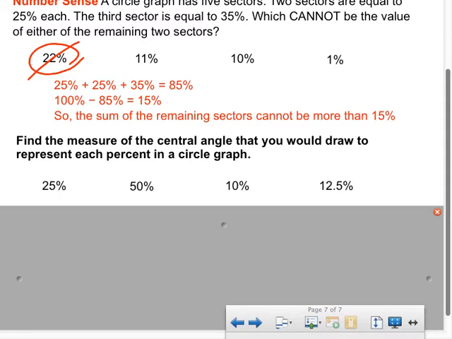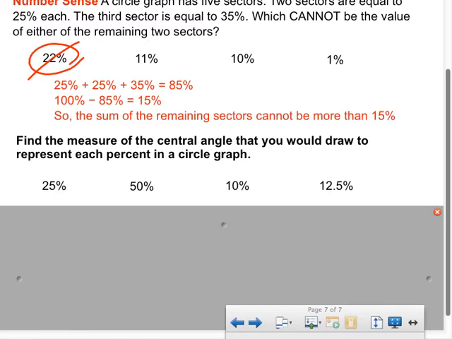Okay, walk me through the first problem. We've been doing this all period long. Walk me through it. So 25%. Can I get somebody else to volunteer? Marion?